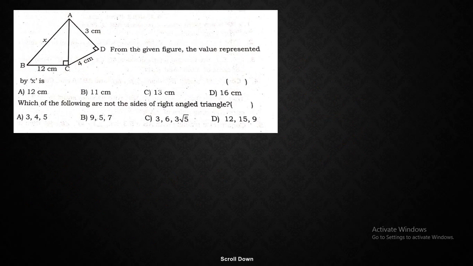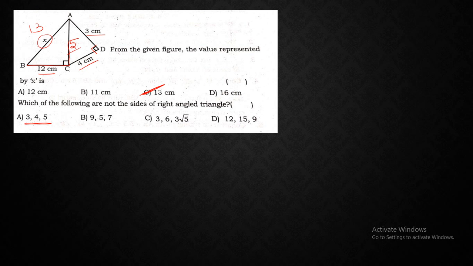Next, moving on to one more question. Now what he has given, 3, 4 and this is right angle. Obviously this becomes 5. Now again this is right angle triangle, so 12, 5, then this becomes 13. So the value of x is 13 centimeters. Which of the following are not the sides of a right angle triangle? So 3, 4, 5 are the sides of a triangle.